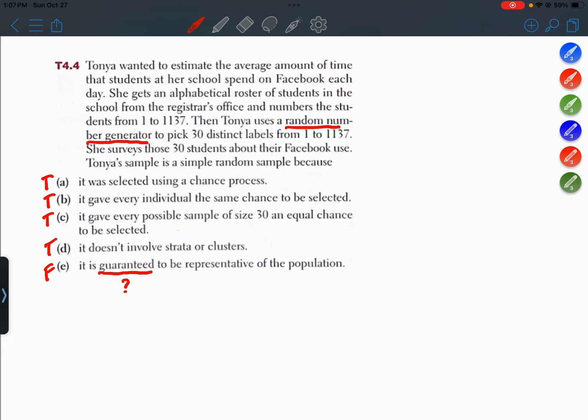All right, so of the 4 choices that are all true, the best one is C. Okay, every possible sample of, in this case, size 30, the definition said size n, right, has an equal chance to be selected.